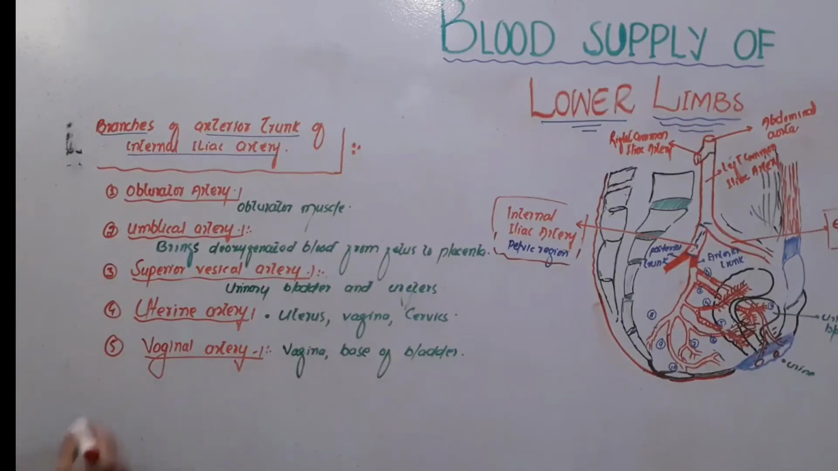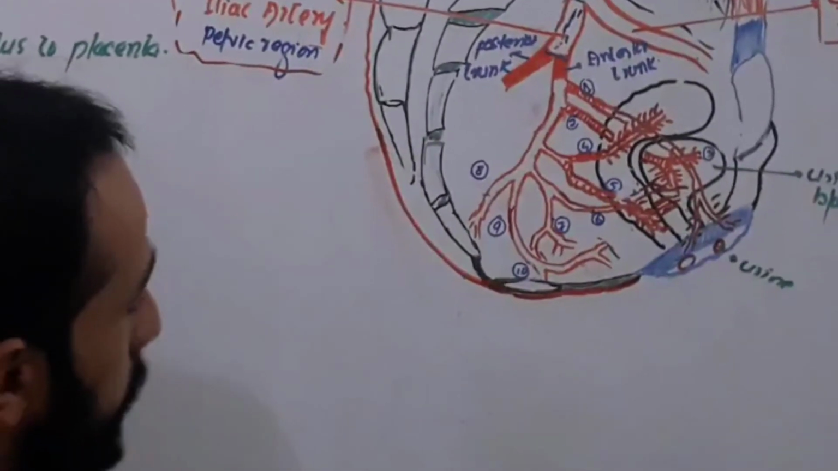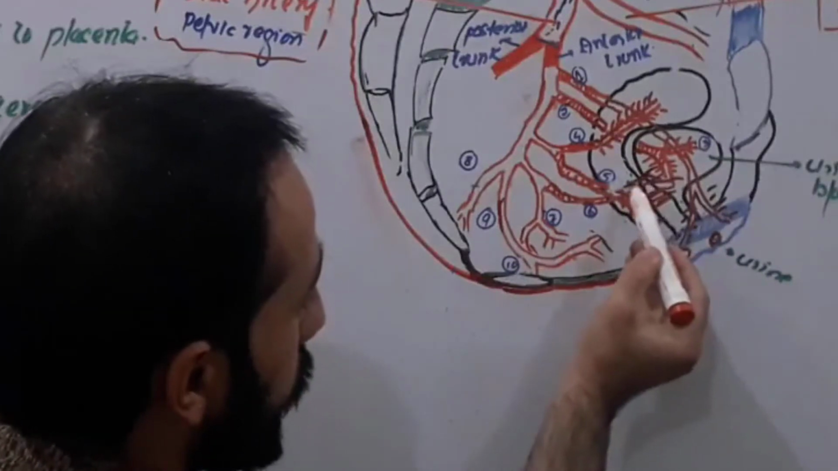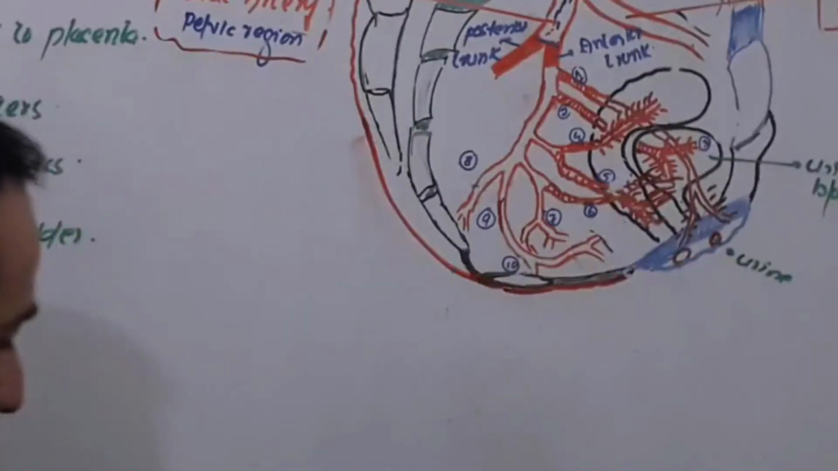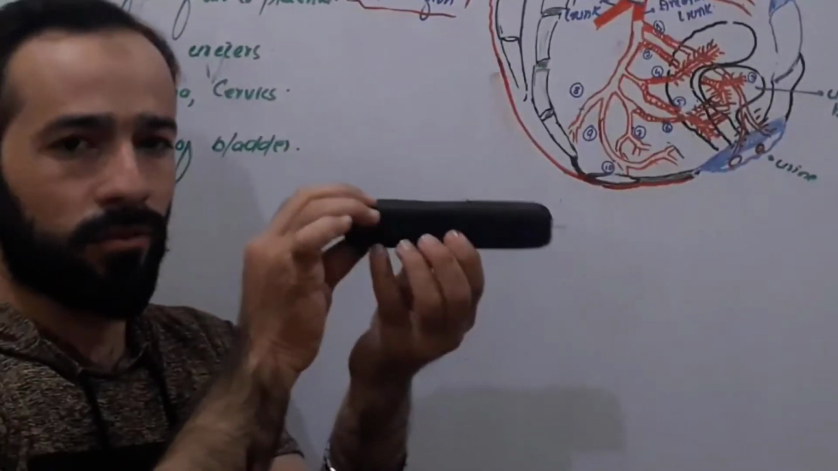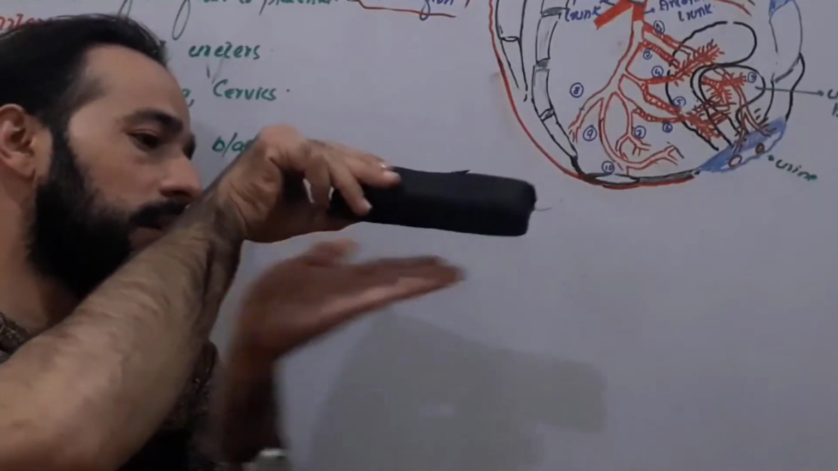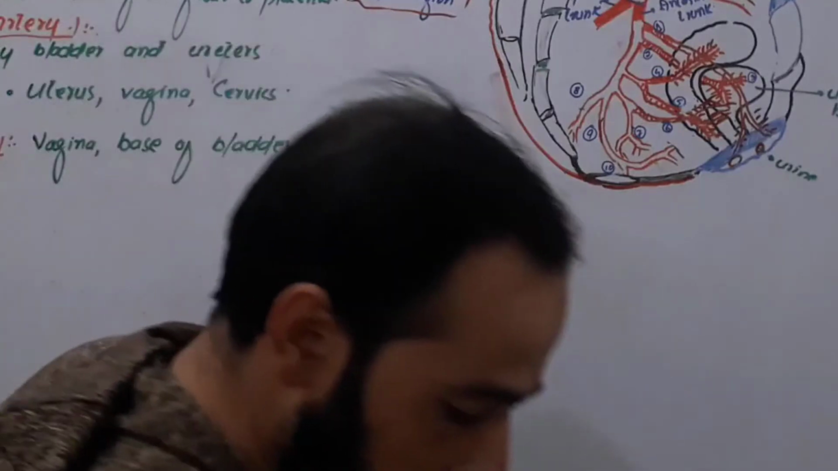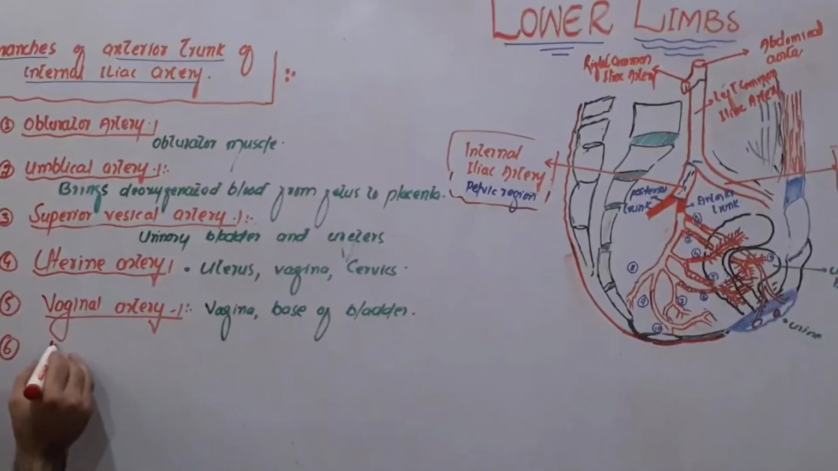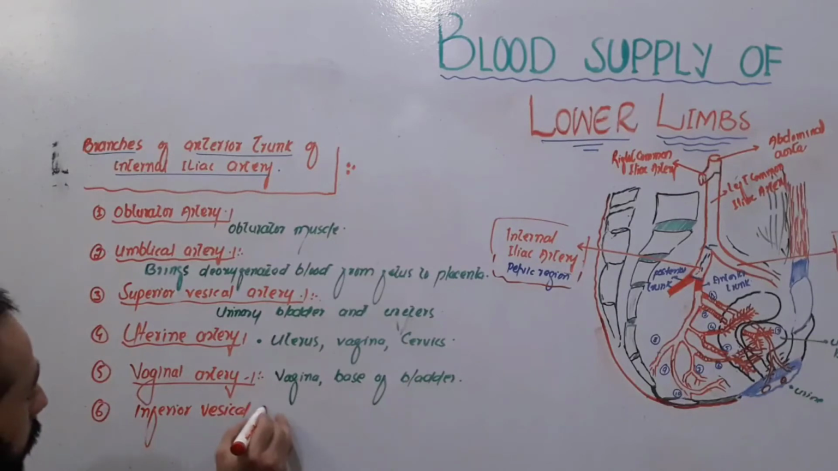Then the sixth branch. Look, here is our sixth branch, this one. It is going to the vesical, you can see, to the urinary bladder from the inferior side, right? As I told you previously, for example, this is our urinary bladder, there is a superior vesical artery and there is an inferior vesical artery, right? So the sixth branch is the inferior vesical artery.